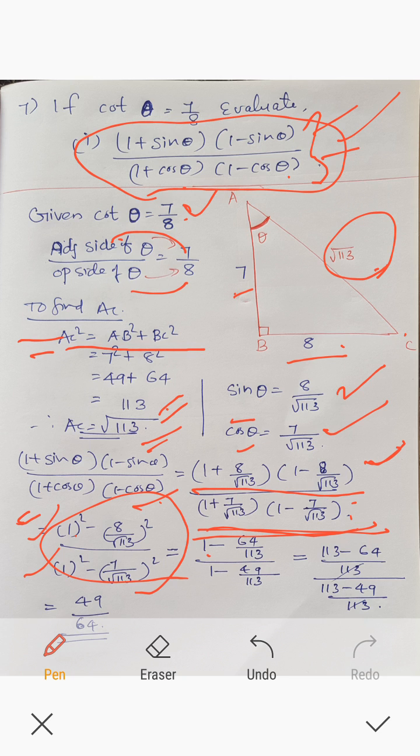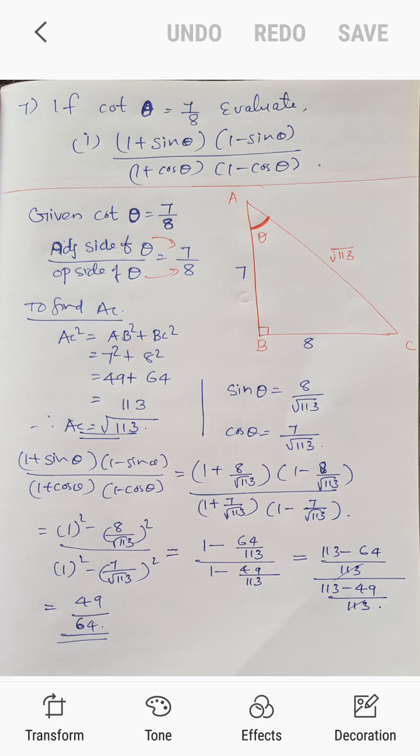8 by root 113 whole square is (a by b) whole square, which is a square by b square. So 8 by root 113 whole square is 8 square, 64, divided by root 113 whole square, which is 113. So here 1 square is 1, 7 square is 49, root 113 whole square is 113. Cross multiplying the numerator and simplifying, 113 minus 64 by 113 divided by 113 minus 49 by 113. 113 cancels, remaining 49 divided by 64. It's a very important question. Do the simplifications very carefully.